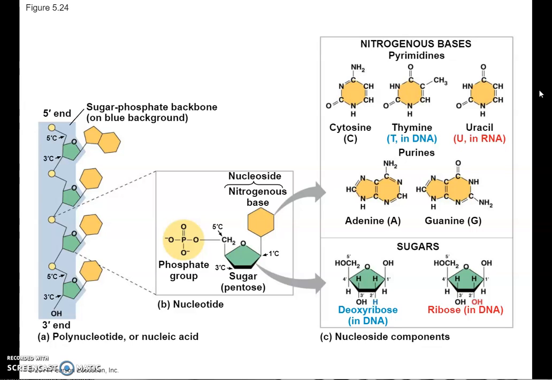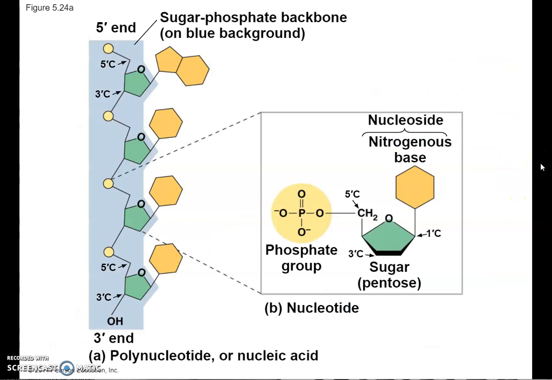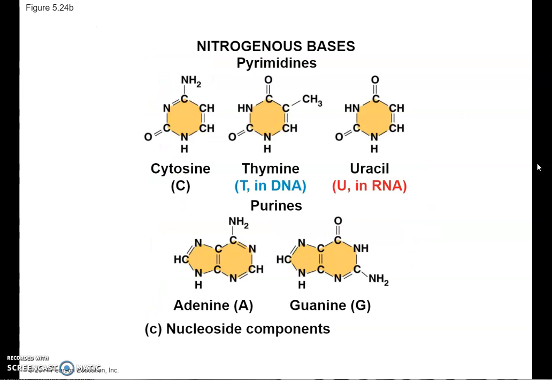Here we can see those 5' and 3' ends. You have your 5' and your 3' on that sugar, and this makes up the sugar phosphate backbone. This would be your nitrogen bases. Here you can see the breakdown of what those nitrogen bases look like in a chemical form, and an up-close view of the polynucleotide and nucleotide.